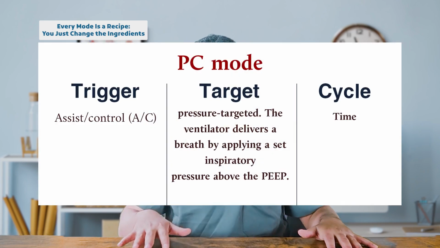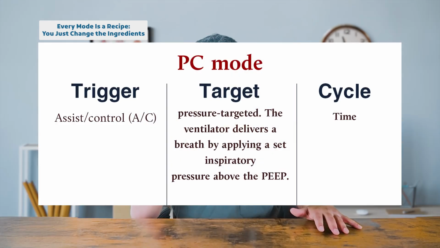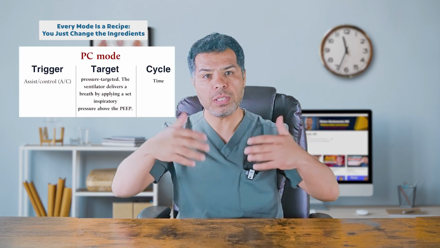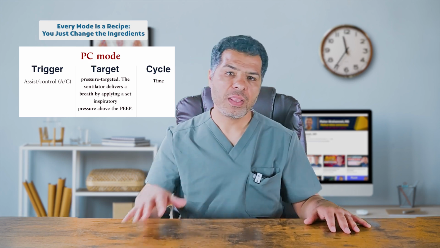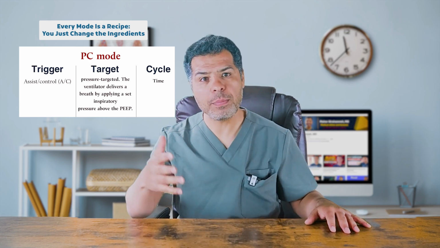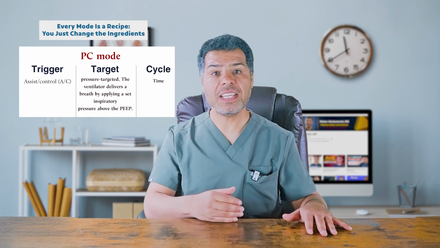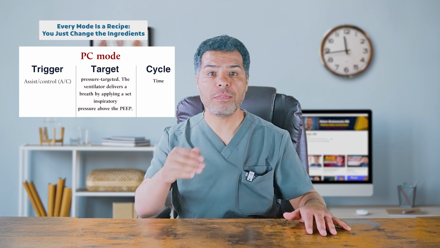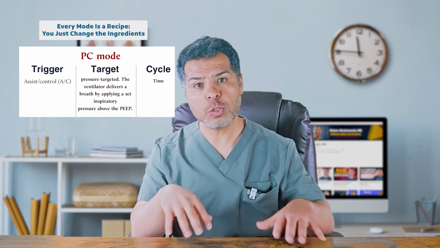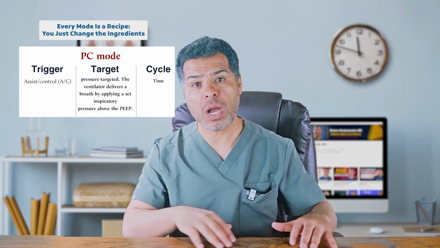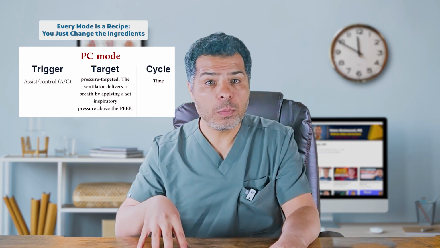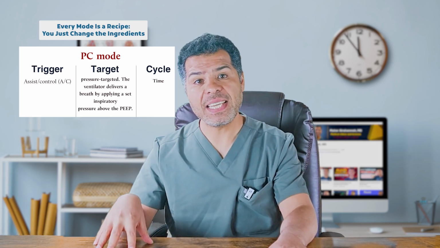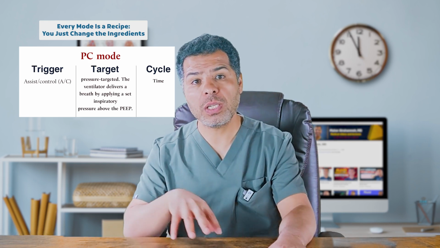Trigger here, similar to VC mode, uses AC triggering, meaning again the patient can trigger their breath, and if not, the ventilator will deliver a backup breath. The target in pressure control mode, from its name, is pressure target. The ventilator delivers a breath by applying a set inspiratory pressure above the PEEP and adjusts the flow as needed to maintain that fixed pressure throughout the inspiration. The cycle in PC mode is time cycle. The breath ends when the set inspiratory time has elapsed, regardless of how much tidal volume was delivered.